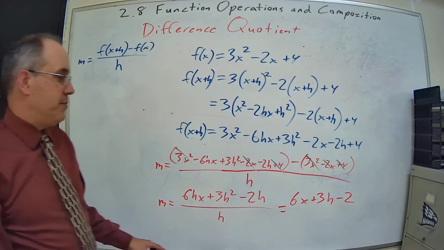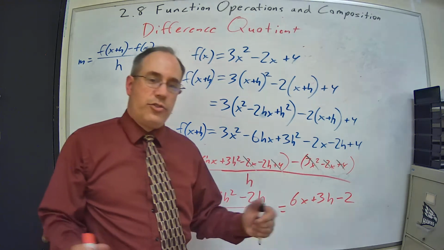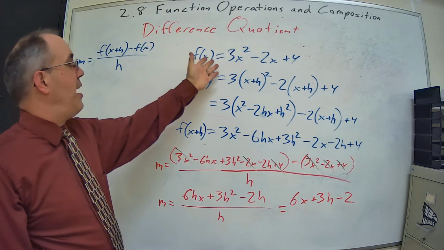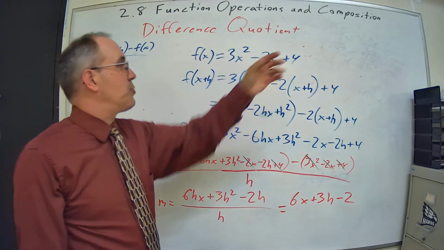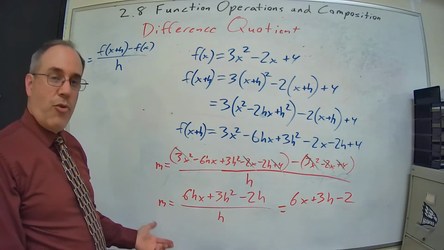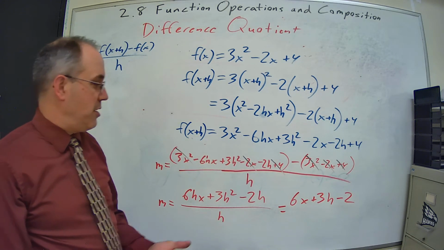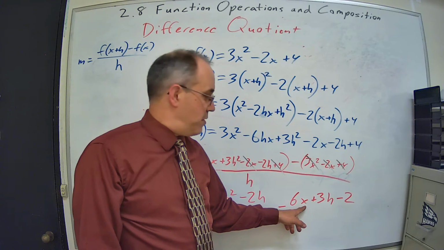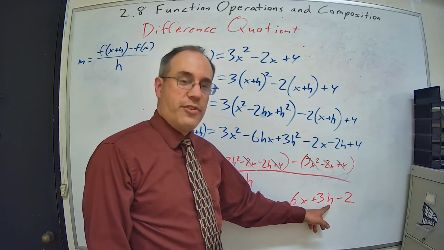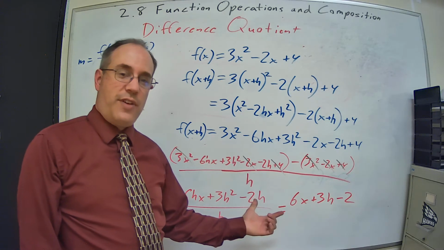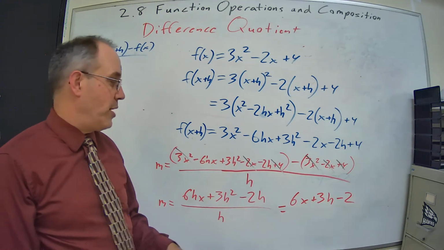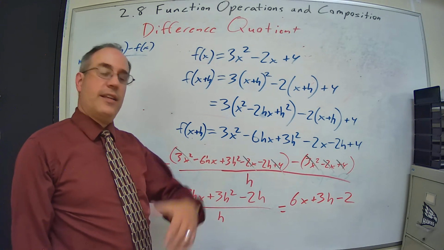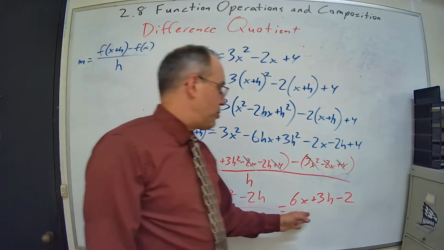So at any 2 points on this graph of f of x equal to 3x squared minus 2x plus 4, you can find the slope or the average rate of change by plugging in the x value of the first point and the difference between the first x value and the second x value, or the x values of the 2 points, and it will give you the slope. You don't even have to deal with finding the output of those functions. You just plug it in and you'll get it.